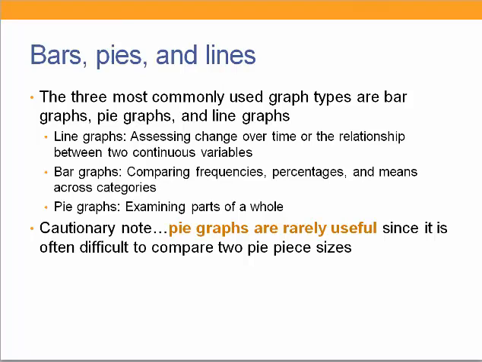For example, a line graph would be great to show you the relationship between height and weight, since as height goes up, weight also goes up. Bar graphs are probably the most commonly used type of graph in public health and social work. Bar graphs are useful for comparing frequencies between groups, percentages, and means across different categories.